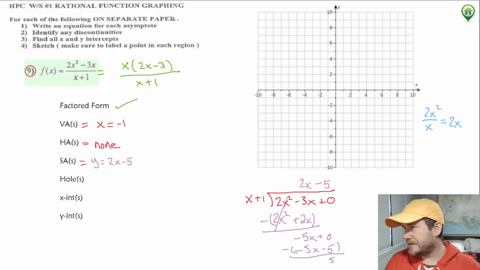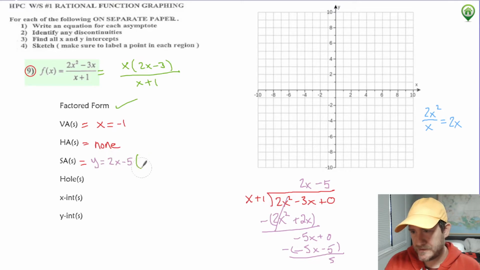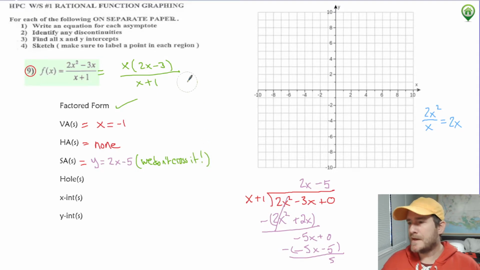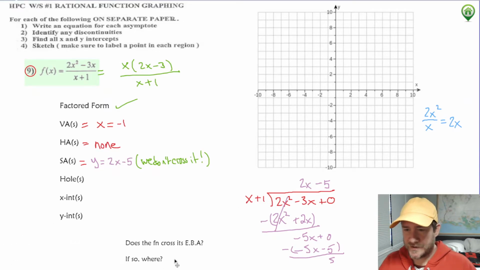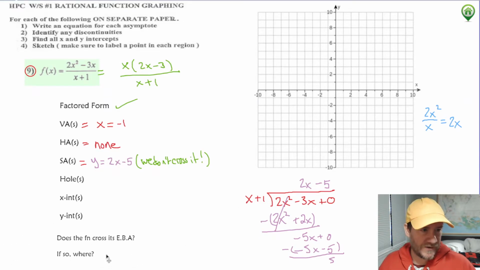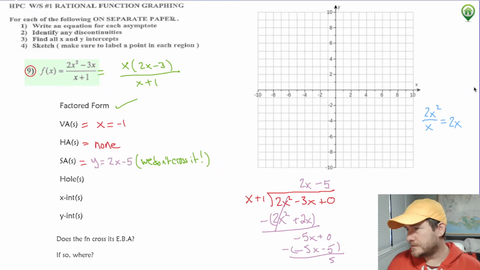So we know that that's already happening. So our slant asymptote is this. We don't cross it. And again, I actually had questions ready here for that: does the function cross the end behavior asymptote? You're going to say no. If so, where? You're going to say not applicable. If I asked you to justify why we don't cross, you'd say the remainder does not ever equal 0. That's it. All right. So where was I?